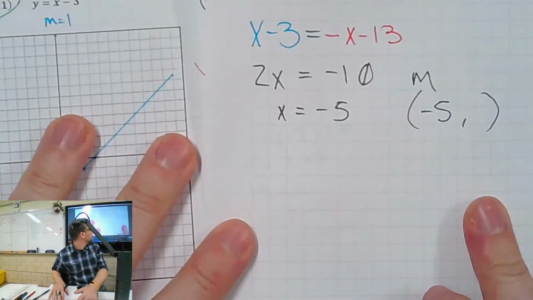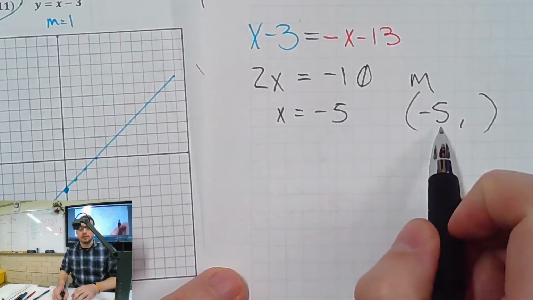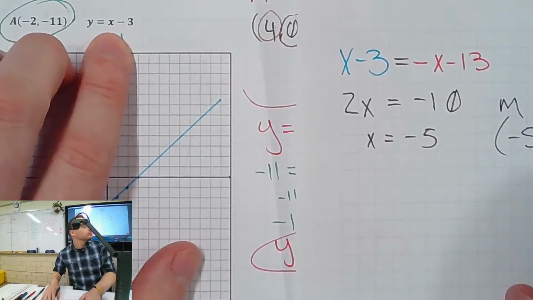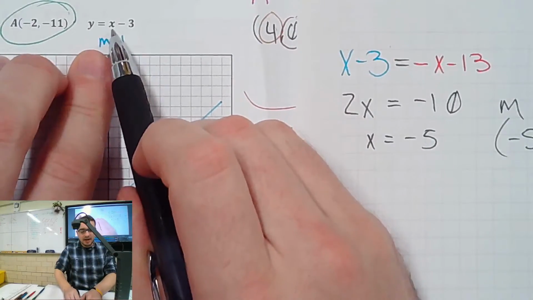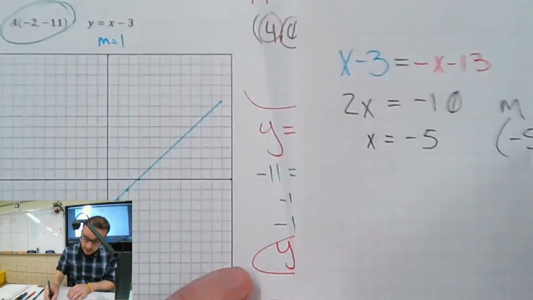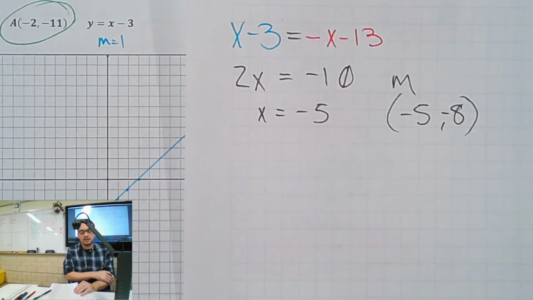I'll move this over. The way I figure out what the other part of this is, I plug negative 5 into the original equation, or the red equation. I'll plug it into this one since it's right there. What's negative 5 minus 3? Negative 8. Okay, so they should intersect at negative 5, negative 8.